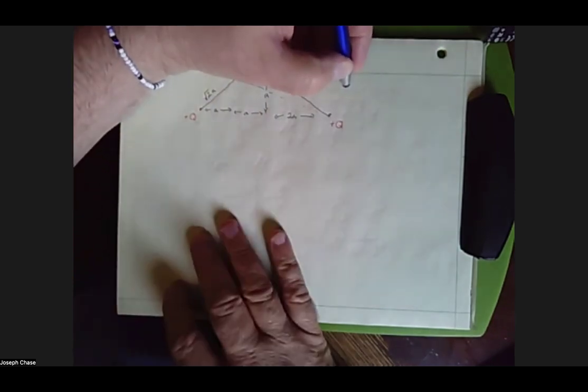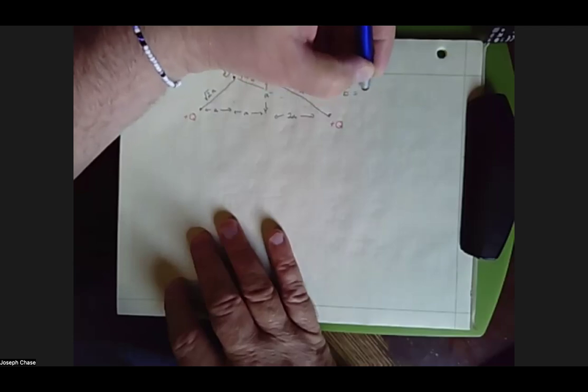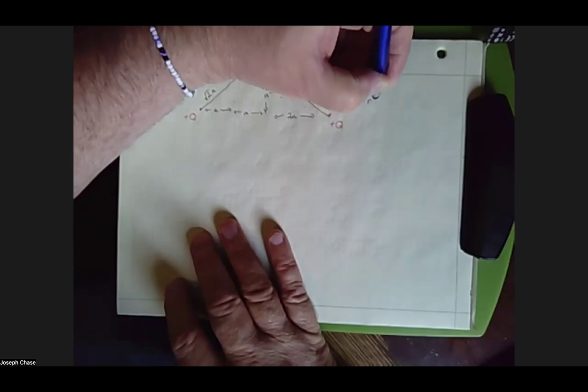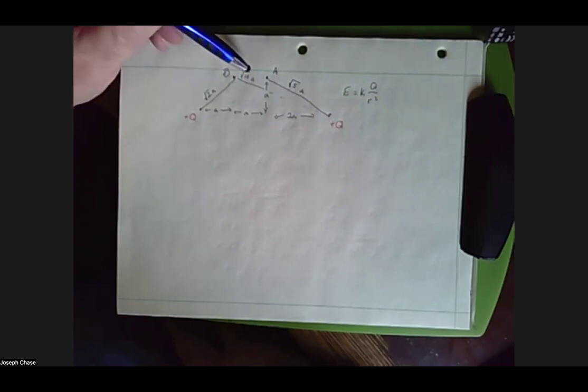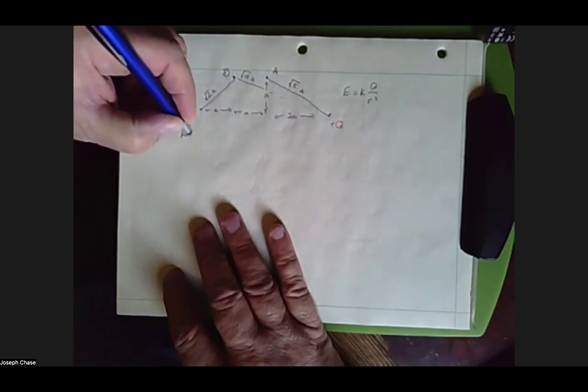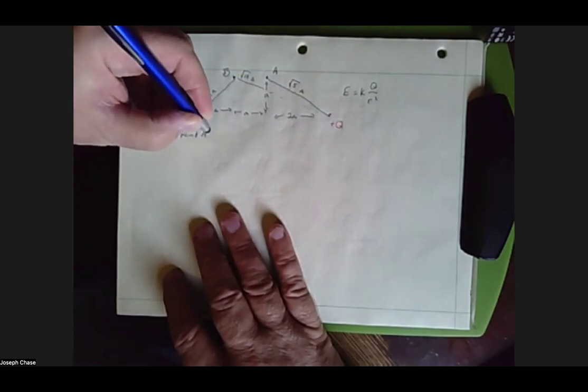And now we're ready to go. This is the electric field for a point charge, so E equals kQ over R squared. And now we know what the R's are. The other thing is that we need to do X and Y components. So let's do point A first. I'm going to zoom in a little bit so you can see better.